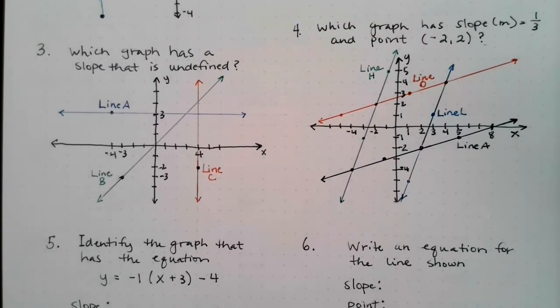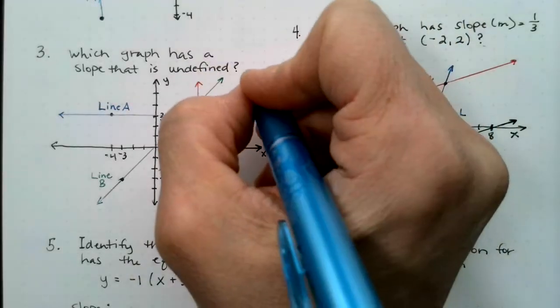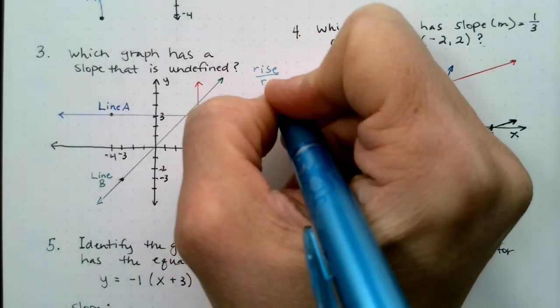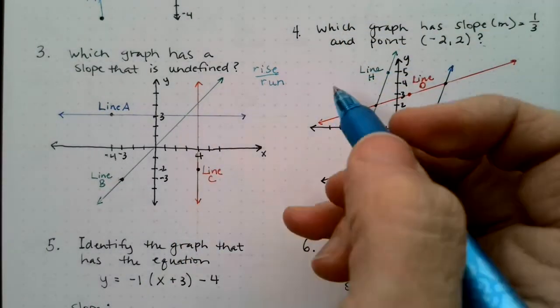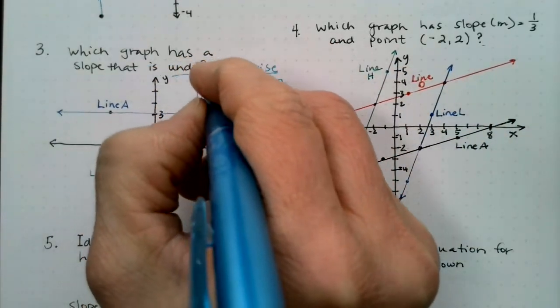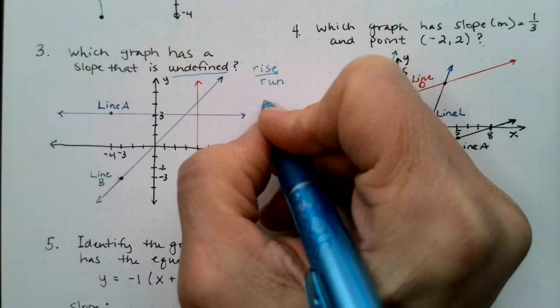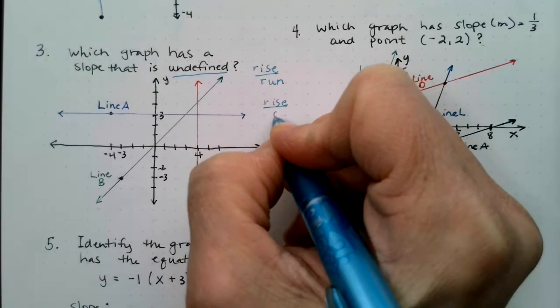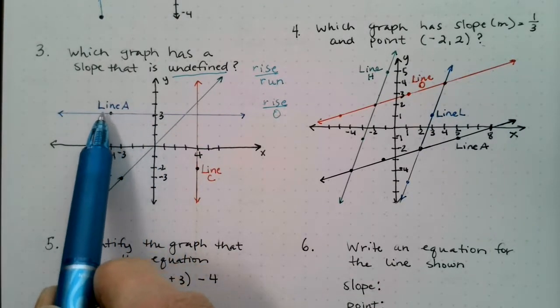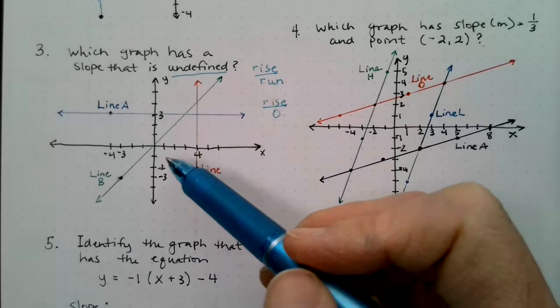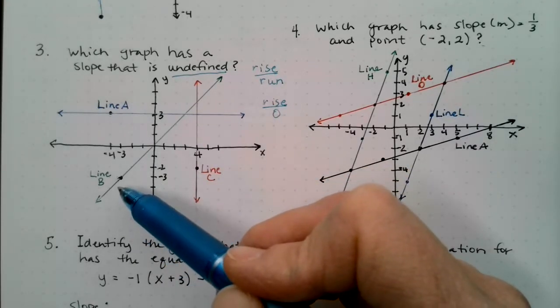Number 3 asks us which graph has an undefined slope. And we're looking for, again, slope is always rise over run. And you have this information in your notes, but you can kind of intuitively think about this. Undefined happens when you divide by 0. So that means that you have a rise, but the run is 0. So like for line A, it doesn't have a rise, but it has a long run. A diagonal line is not going to have a slope that is undefined.